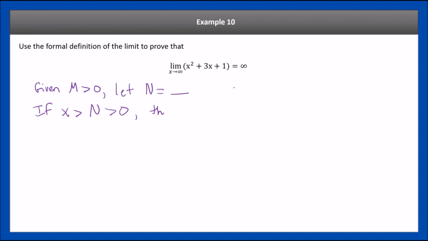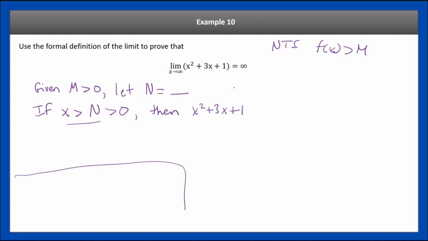So if that's true, then we have to show that f of x is greater than m. Well, f of x is x squared plus 3x plus 1, and we want to show it's greater than m. But if we know that x is greater than n, just off to the side, well, that means x squared is greater than n squared. And that also means that x squared plus, well, let's make this even easier.